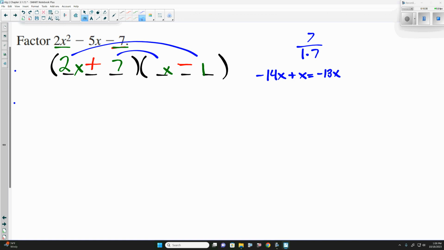Because if I wanted to, I could have switched the 2x and 1x. We just need to flip one of them. Because there's only one set of factors of 2, only one set of factors for 7. So we're going to have to switch one of them. 2x times negative 1 is negative 2x. 7 times x is positive 7x. Negative 2x plus 7x is 5x. And that's the middle term we wanted, yes?